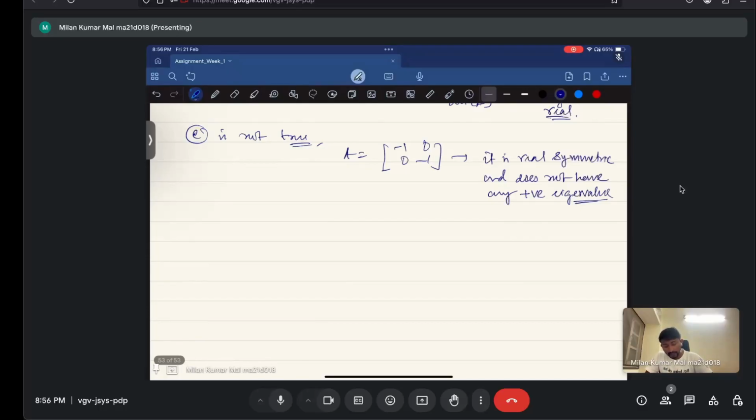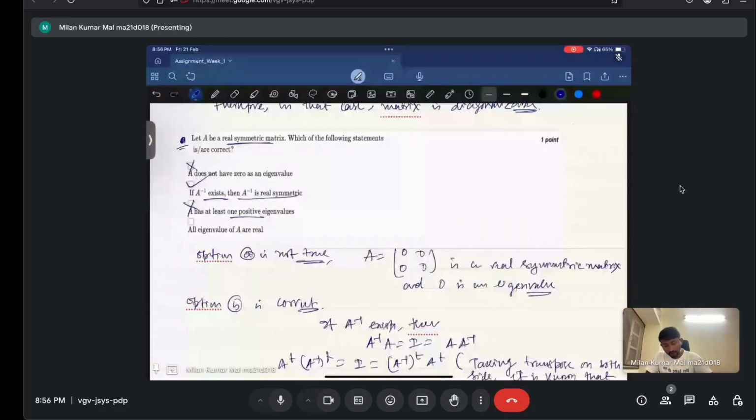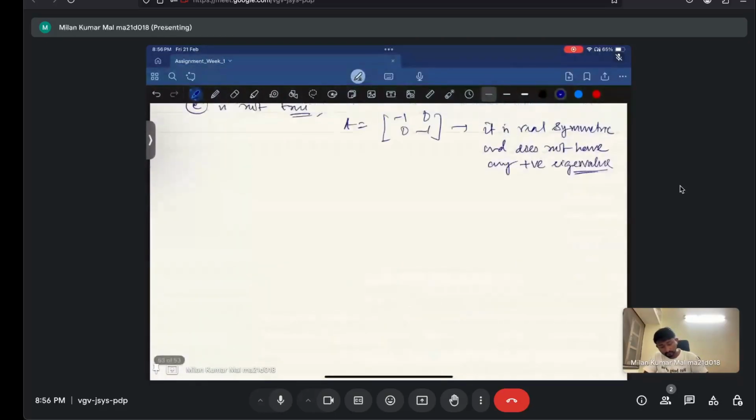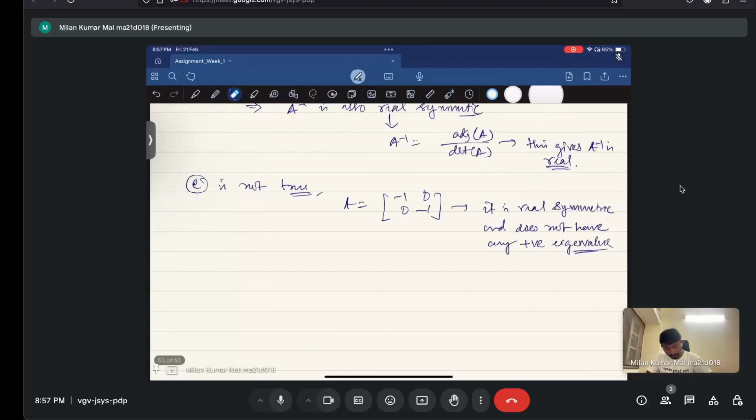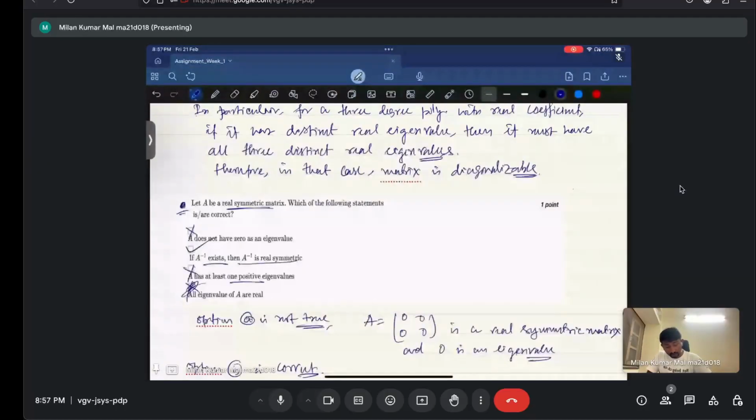All eigenvalues of A are real. That is, sorry, that is correct. This is a symmetric matrix, so this is correct. Option D is correct.